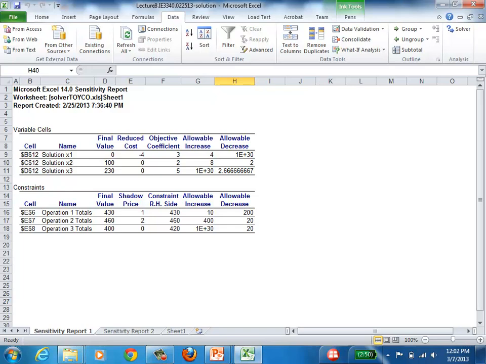Okay, so let's look at this first. So remember the dual prices for our operations were 1 and 2. And if you look at the bounds that we computed, let me show you that in here.